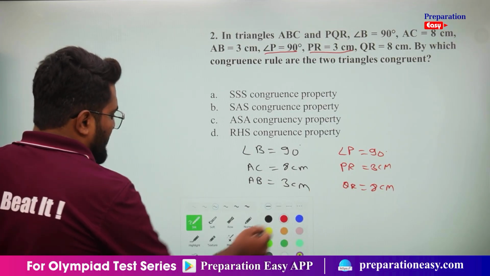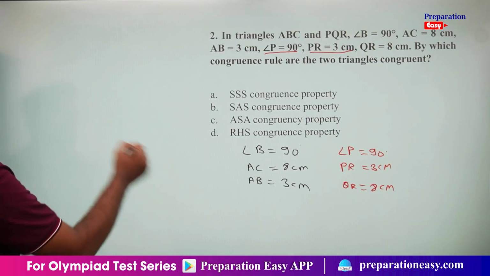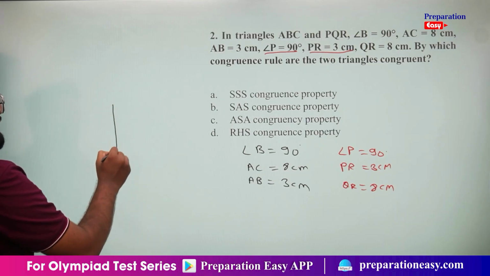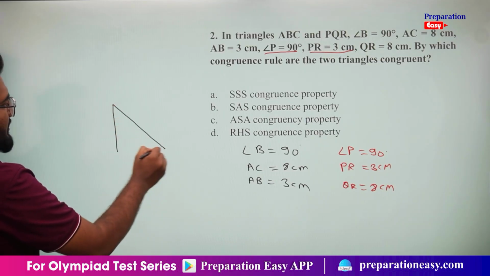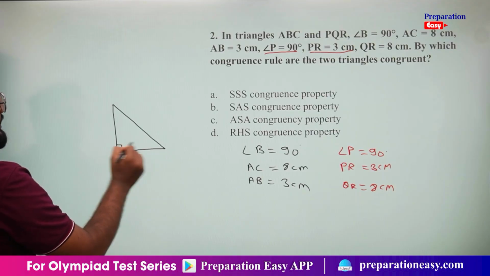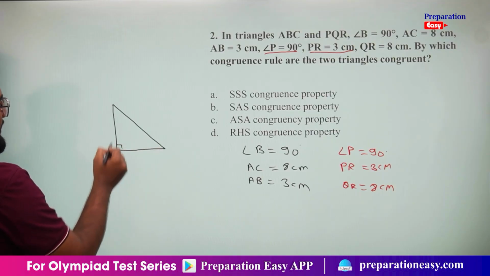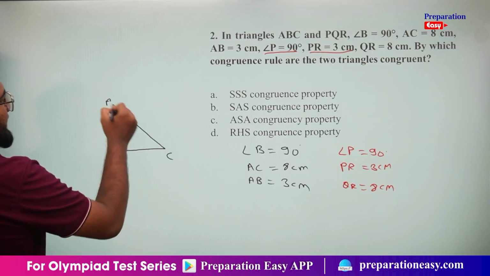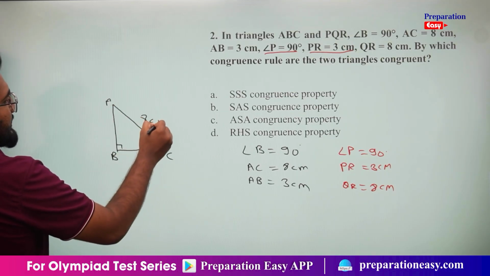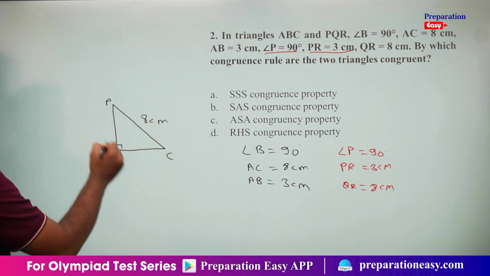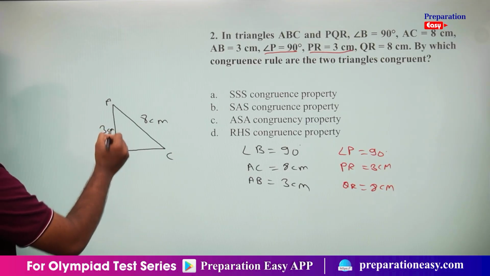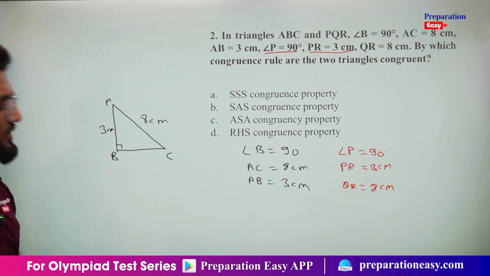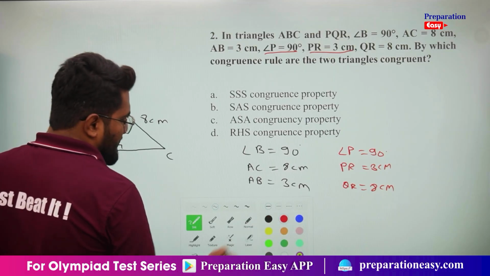So let's draw. This one will be our first triangle. 90 degrees at B, with A, B and C. So AC is 8 centimeter, AB is 3 centimeter. This will be our first triangle. Now I will draw the second triangle.